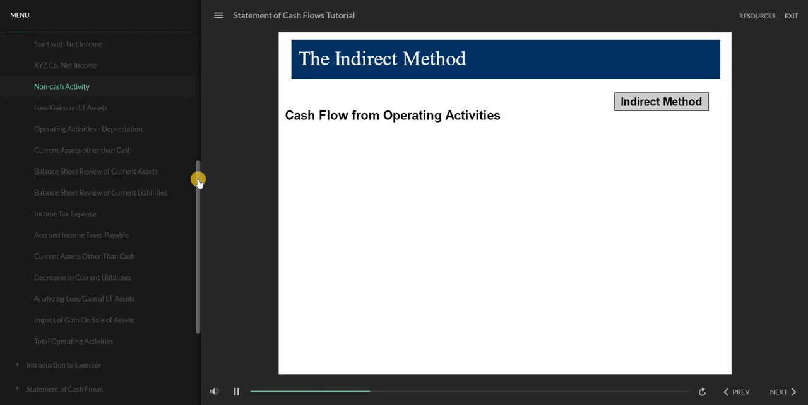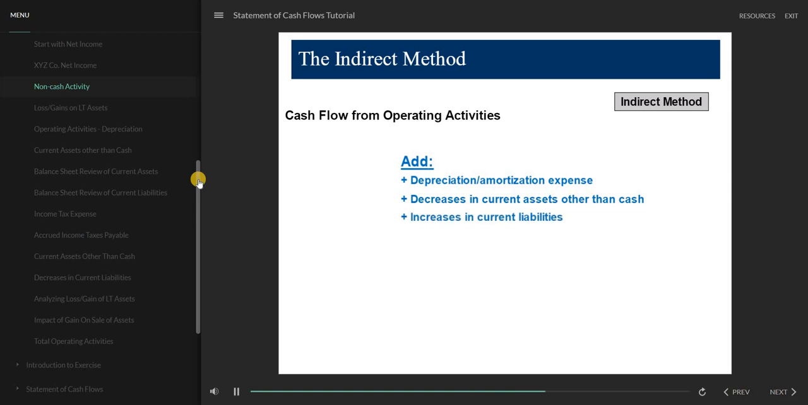This will be accomplished by adding back to net income things like depreciation or amortization expense, since these are non-cash transactions that impact net income but not actual cash movement, decreases in current assets other than cash, which would likely impact net income but obviously does not impact cash movement, increases in current liabilities, which are expenses incurred but not yet paid for, and we will subtract items including increases in current assets other than cash, as these do not reflect any physical cash movement, and decreases in current liabilities, which reflect cash disbursements in repayment of outstanding debts.